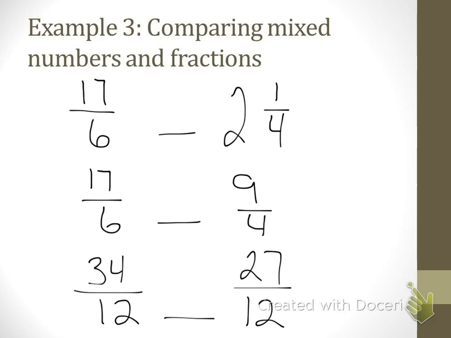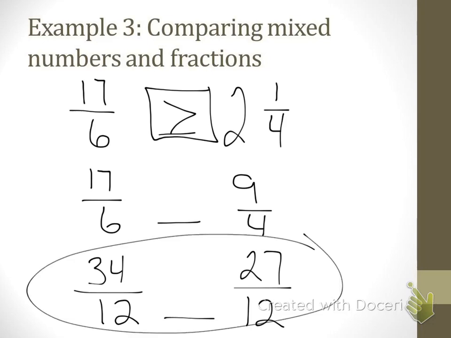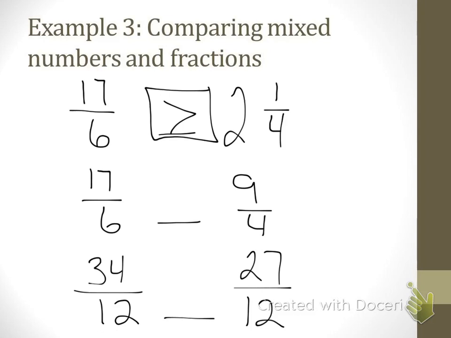So now I can compare them. Which fraction is bigger? Very good. I go back to my original problem and I write my answer. 17 over 6 is greater than 2 1/4. I use my common denominators to be able to compare them, but I always write my answer back into my original problem. 17 over 6 is greater than 2 1/4.